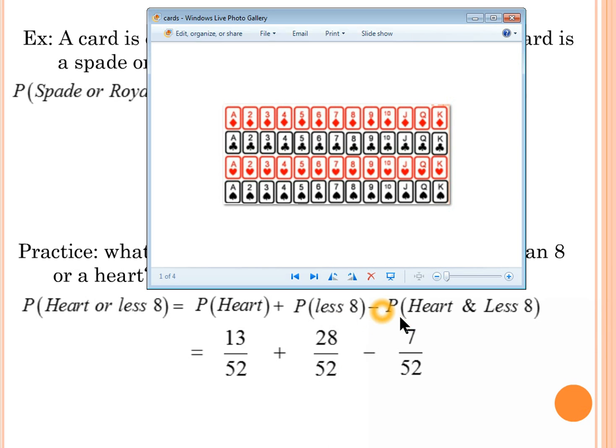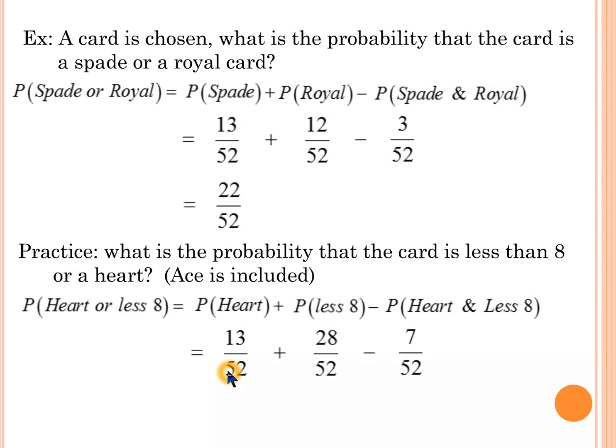And then finally, the probability of being a heart and less than 8. Well, here are your hearts, the third row right here, and there are exactly 7 cards that are less than 8. So the ace, the 2, the 3, the 4, the 5, the 6, and the 7. Those 7 cards are less than 8. All right, and then you can go to your calculator here, and your final answer would be 34 divided by 52.